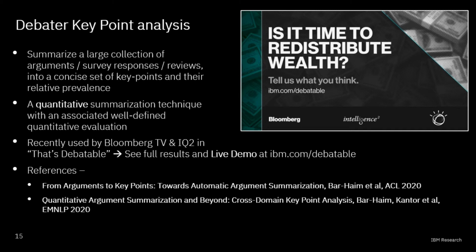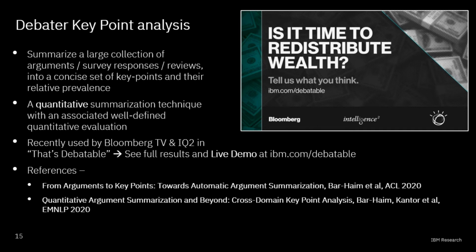Specifically, in key point analysis, given a large collection of short sentences, these could be arguments or responses to a survey, product reviews, and so on, we automatically generate a bullet-like summary that outlines the most important key points being made in the data, and moreover the relative prevalence of each key point in the data. So you can think of that as a new form of summarization with an important quantitative angle, capable of generating an effective summary of thousands or even tens of thousands of responses in a way that could be quite useful for decision makers.